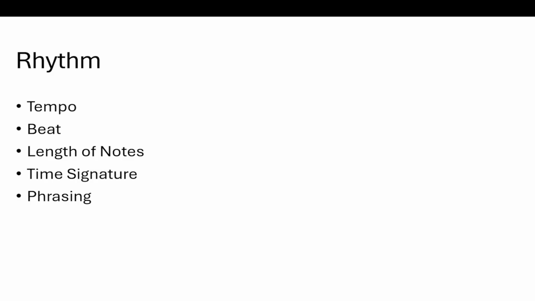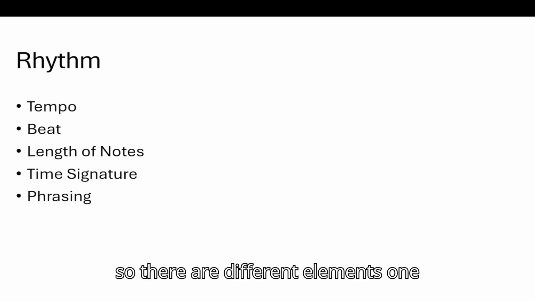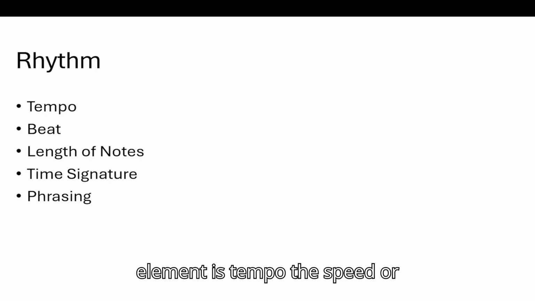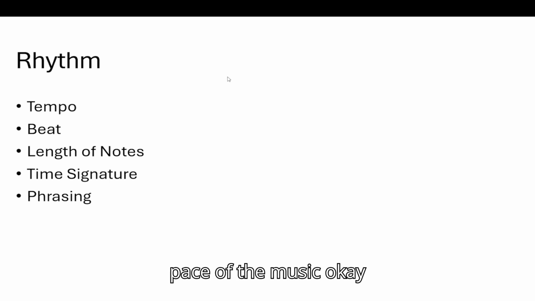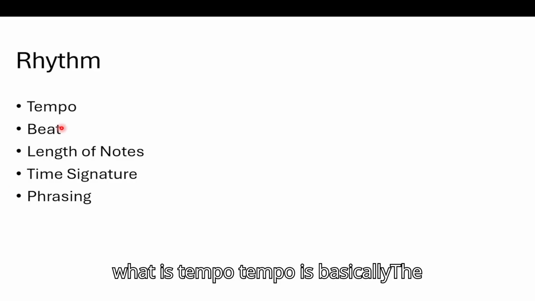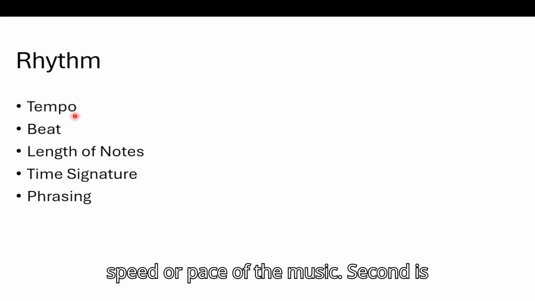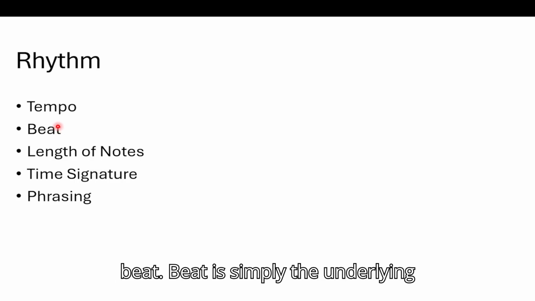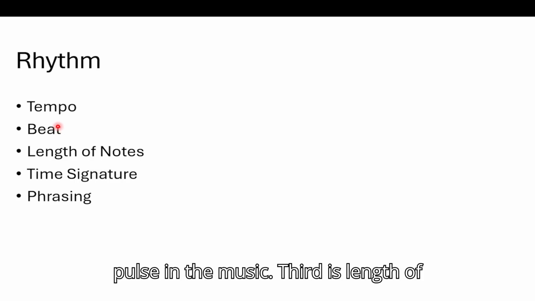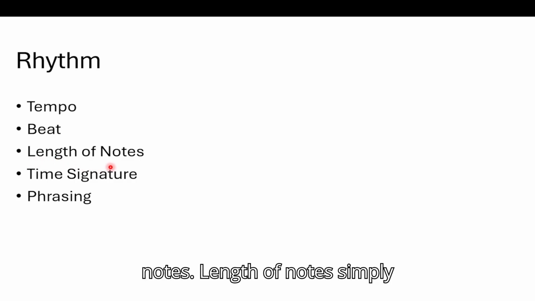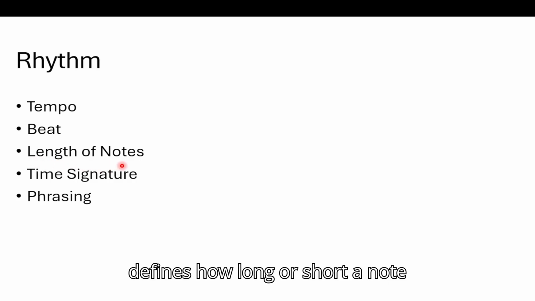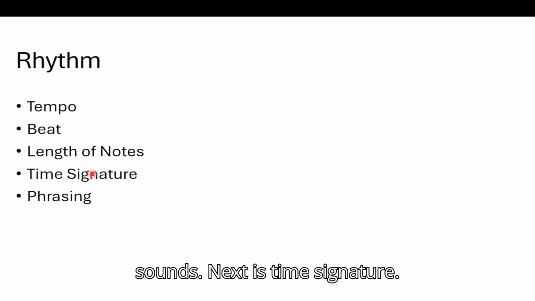So there are different elements. One element is tempo, the speed or pace of the music. Second is beat. Beat is simply the underlying pulse in the music. Third is length of notes. Length of notes simply defines how long or short a note sounds.